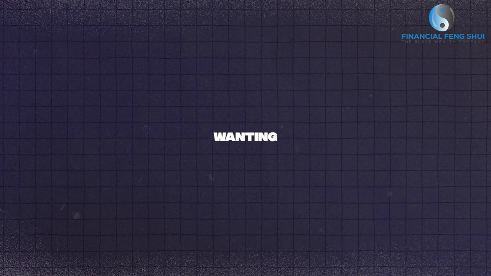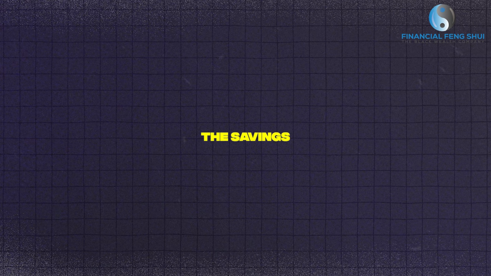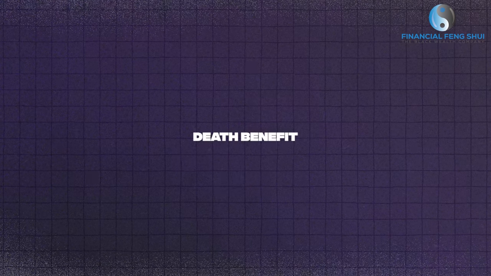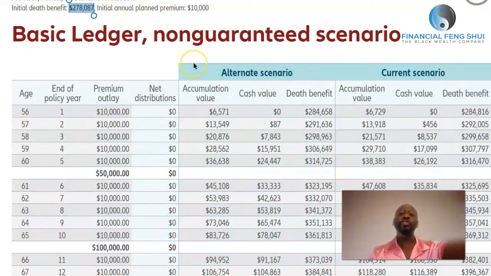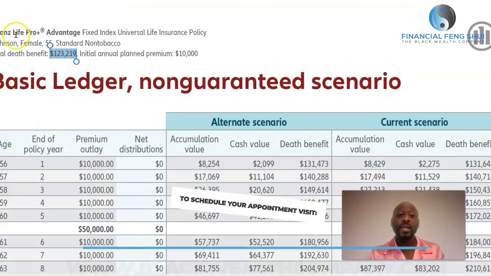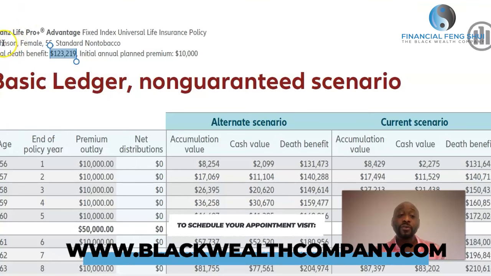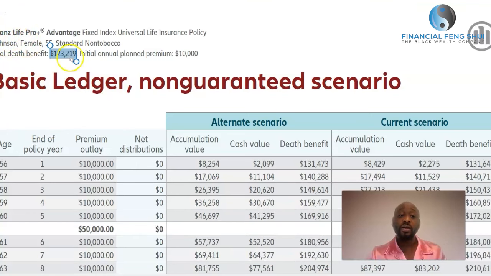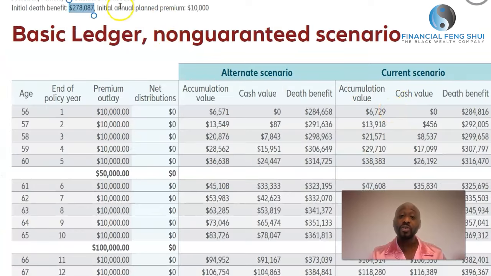So if you're wanting to have more go towards the savings, this is going to be too much death benefit for you. Now look what happens if we reduce the death benefit to the lowest amount possible based on our age and the amount of investment going into the policy. Same person, right? 55-year-old female, standard non-tobacco. $123,000 death benefit here, $10,000 going in per year. And look, our first year savings goes from $6,700 to what?